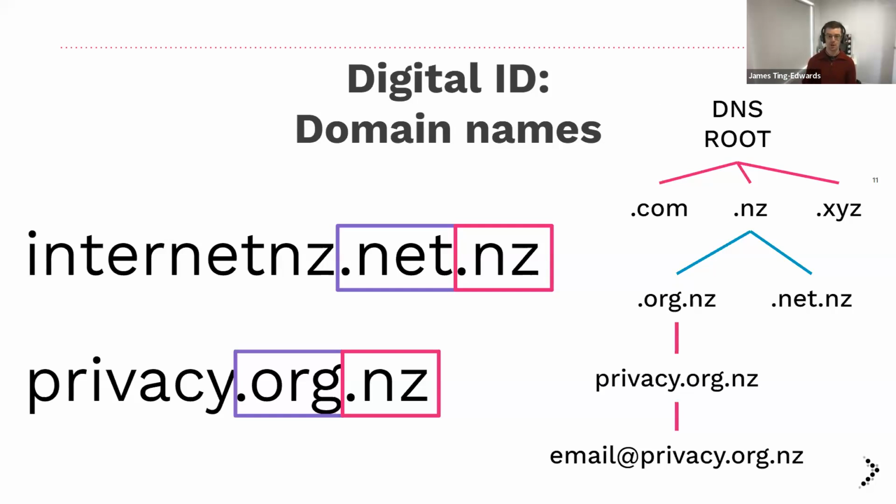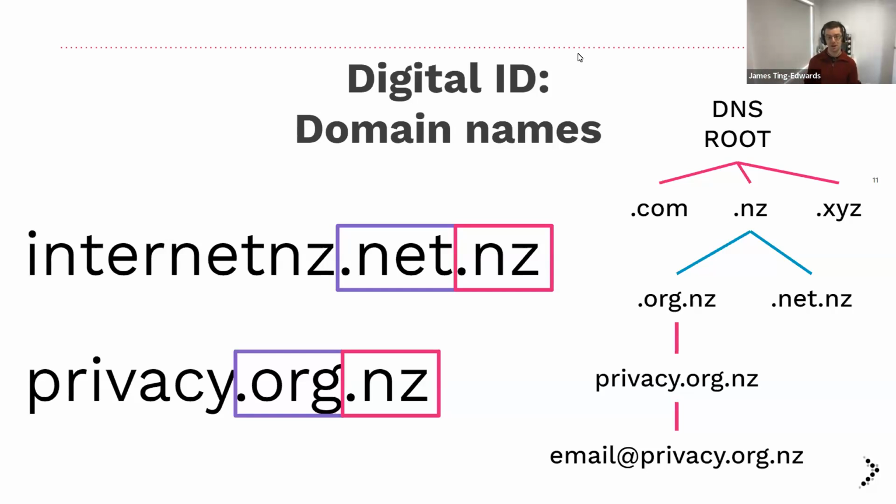And domain names are structured in a hierarchical way. So there's the root DNS server, and that's looking at the rightmost bit of the domain name, the top level, which in these cases both end in .nz. And so it goes to the .nz server, which is one of the things that Internet NZ runs, and says, we're looking for something .net.nz or privacy.org.nz. Where's the computer that hosts that? So there's a hierarchy of identifiers down the chain, and that's governed.